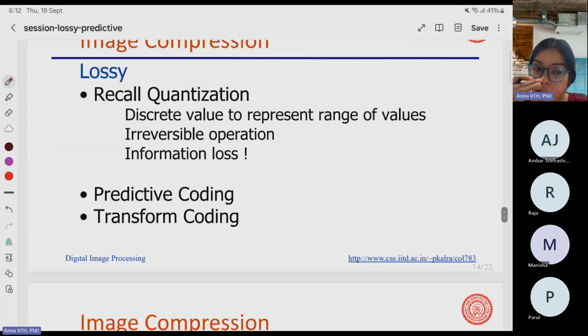So the basic thing is that first we have to discretize the values to represent the range of values, which is an irreversible operation, and that will cause some information loss. So here we will have some information loss and the possible occurrence of errors. Here we will have the predictive coding and the transform coding. You might wonder, the predictive coding is one type of transform coding.